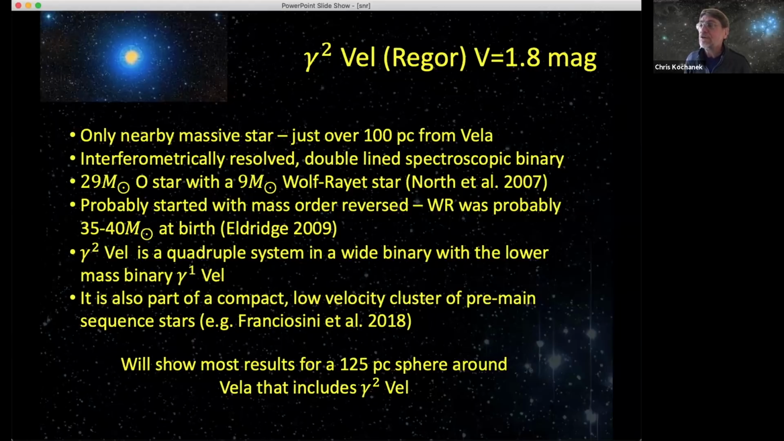It's a 29 solar mass O star with a 9 solar mass Wolf-Rayet star. It probably started with the mass reversed, and so the O star gained mass as the other star got stripped. It's actually a quadruple system, so it's in a wide binary with another Gamma2 Velorum companion, which is a lower mass system. It's a member of a compact star cluster of pre-main sequence stars, which will be important. And so the results I'll show, until I get to the end, are what you get with Gamma2.